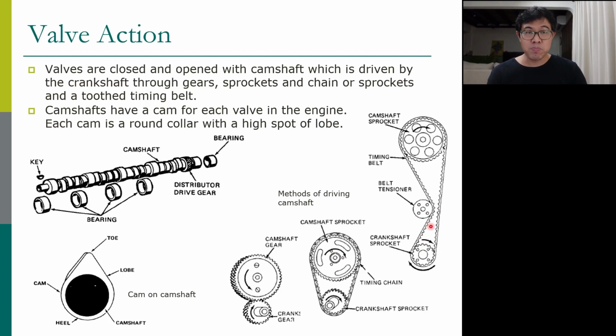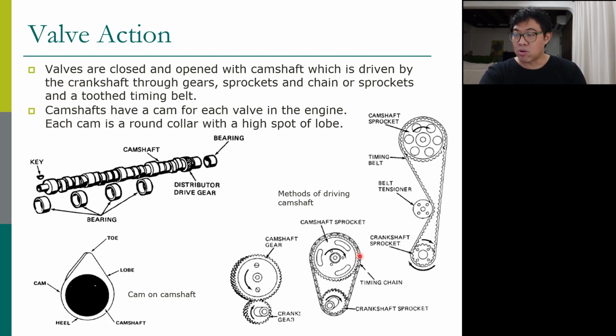If you use belt, you cannot use just a typical belt. You have to use a belt with teeth. We call this a timing belt, the belt with teeth, with the sprocket with teeth also, right? If you use belt, you can let the two sprockets be a little bit further away. However, you have to control the tension of the belt. So these are the three ways you can connect the crankshaft and camshaft.